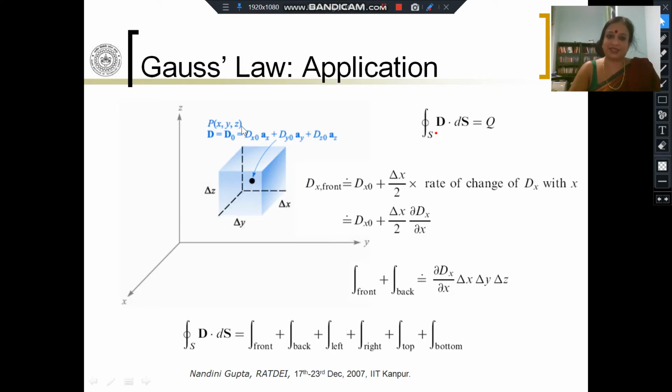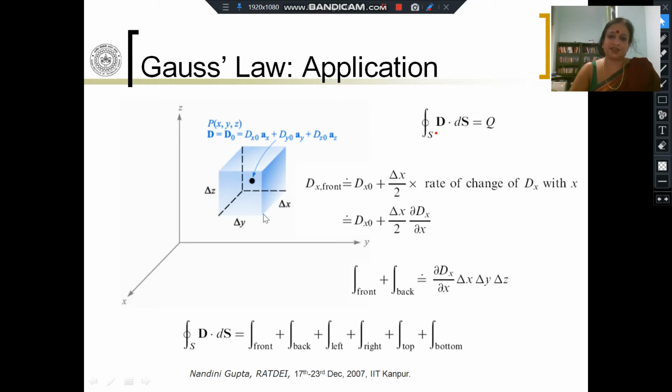P at XYZ has a flux density D naught, with the three components Dx naught, Dy naught, and Dz naught. Now, by Gauss's law, the surface integral of D dot dS, which is the total flux cutting the total surface, must be equal to the total charge enclosed, which is Q. Now, if I need to take the total surface integral, I need to find the flux density at each of the faces of this cube and compute the surface integral of that.